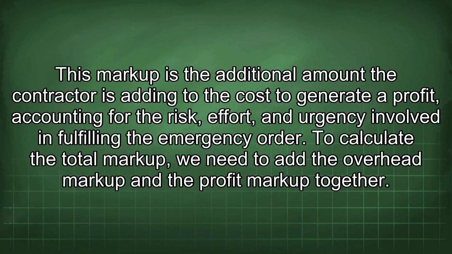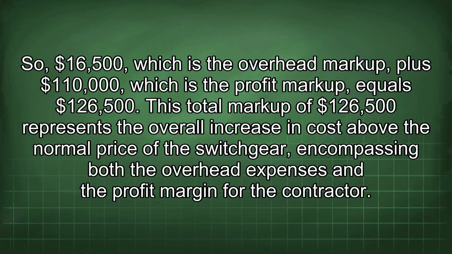To calculate the total markup, we need to add the overhead markup and the profit markup together. So, $16,500, which is the overhead markup, plus $110,000, which is the profit markup, equals $126,500. This total markup of $126,500 represents the overall increase in cost above the normal price of the switchgear, encompassing both the overhead expenses and the profit margin for the contractor.